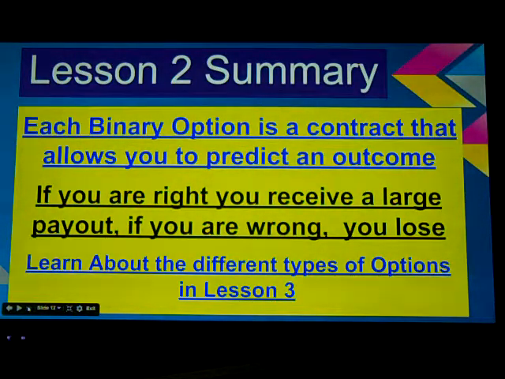That's why it's called binary, and we suggest that you learn about the different types of options in lesson number 3, in video lesson number 3. And good luck with your trading.